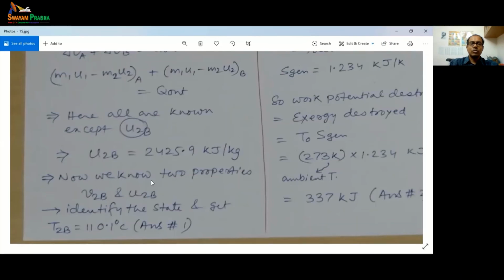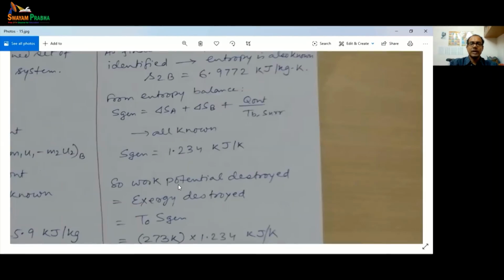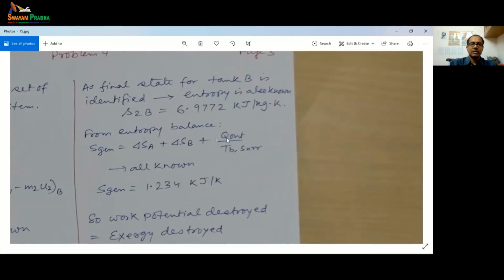Now you know two properties of the final state of tank B: one is the specific volume, small v2B, and the other is the specific internal energy, u2B. That way we identify the state and we can get the final temperature to be 110.1 degrees centigrade. So this is a little more involved than tank A, but we can find it.